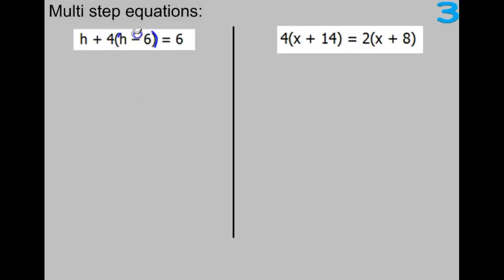Let's look at our little sheet that I handed you. It tells you the order of things to do. First was distribute. Then combine like terms. Then get the variable on one side. Then get rid of addition and subtraction. Then multiplication and division. So first, distributing, I'm going to draw my box.